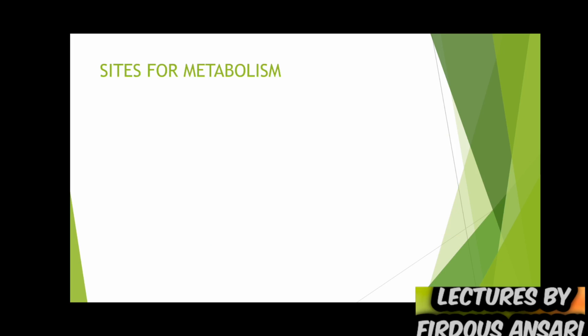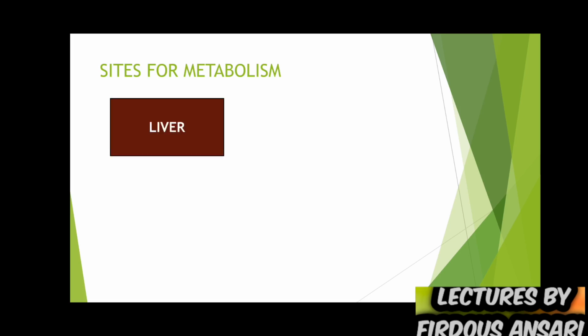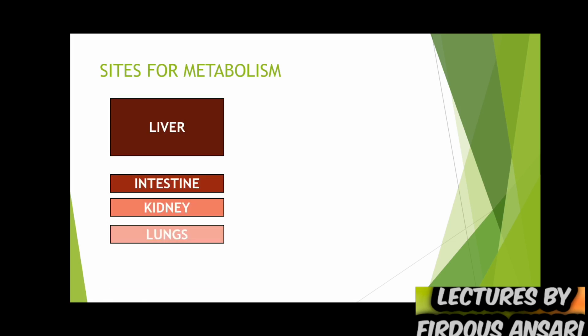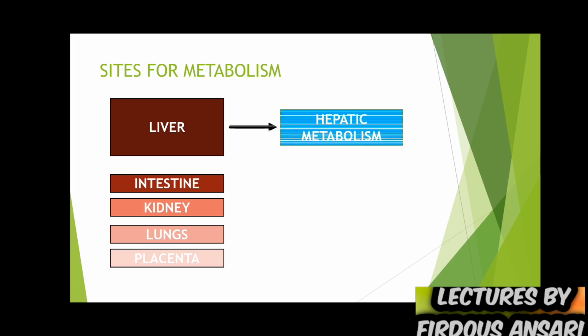Next we will check out sites for metabolism. The primary site for drug metabolism is liver, and other areas where metabolism may take place can be intestine, kidney, lungs, placenta, plasma, and many other areas. Even on skin also metabolism takes place. But to the largest extent, metabolism of a drug takes place in liver. So that is known as hepatic metabolism. Hepatic metabolism means when metabolism of a drug is taking place in the liver, it is known as hepatic metabolism.